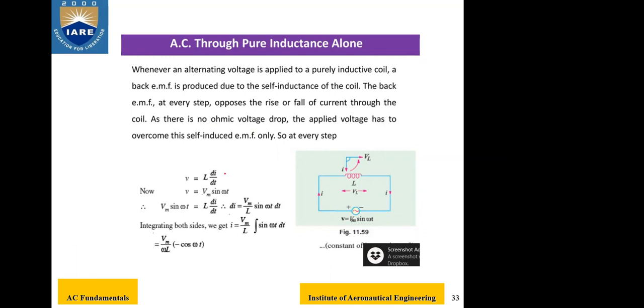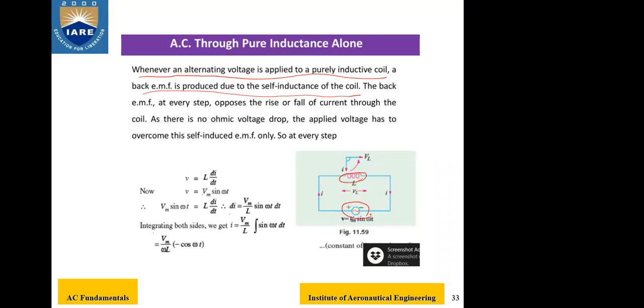What is the voltage across an inductor? Already we know, whenever AC voltage is applied to a purely inductive coil, the EMF is produced due to self-inductance. We already discussed this in the basic concepts while explaining the inductor or inductance in the initial classes.